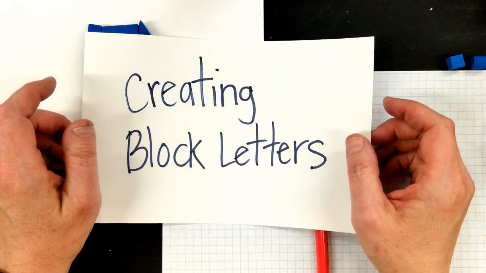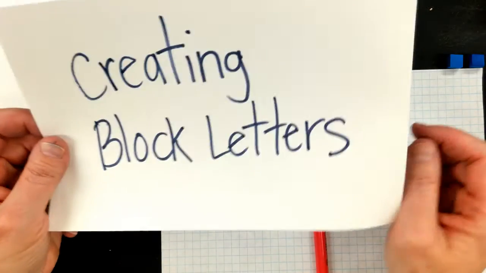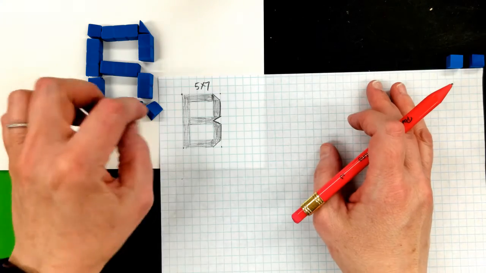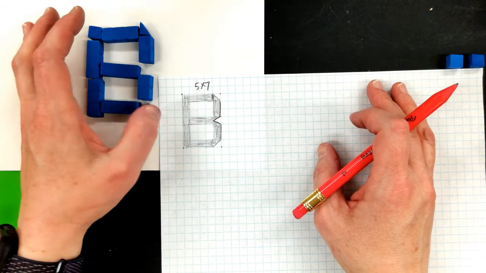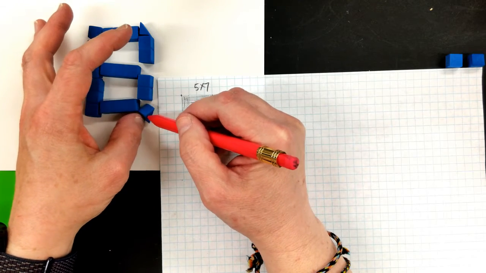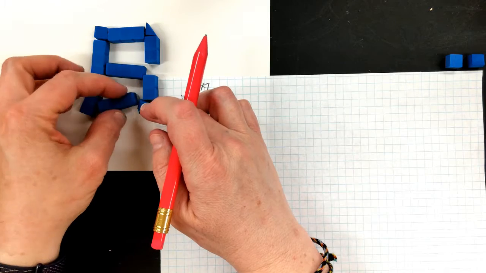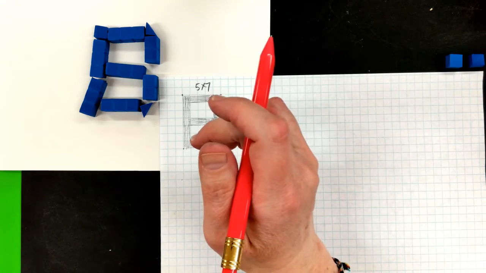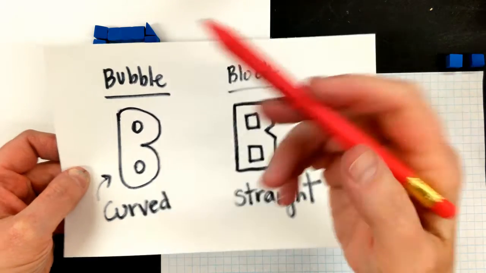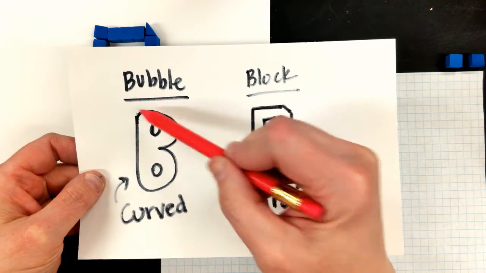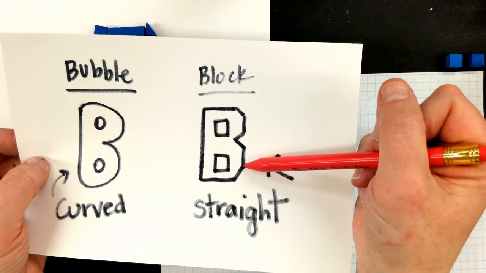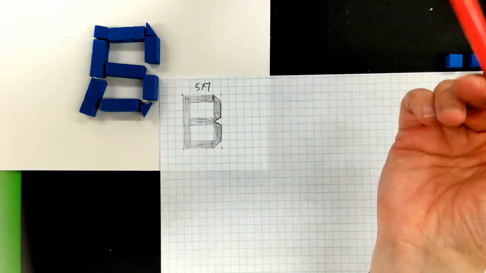In this video, video 2 of creating block letters, if you watched the last video, you know that we are trying to create block letters, not bubble letters. The basic difference between the two is that block letters have straight edges all the way around, whereas bubble letters can include curves. So we're trying to build letters with straight sides and straight angles.